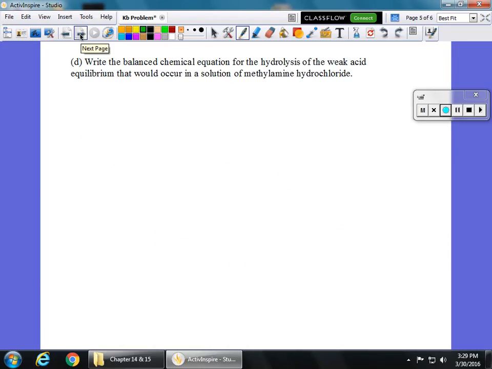The last two parts of this, D and E. D says write the balanced chemical equation for the hydrolysis of the weak acid. Well, what was the weak acid? What was the conjugate that was formed in the methylamine hydrochloride in the first part? Well, CH3NH3 plus is that conjugate. It's that part of the methylamine chloride. If you add any conjugate to water, it's going to act like an acid. What's an acid do? It's going to donate its hydrogen. Its proton's going to come over to water. That's what we talk about when we talk about hydrolysis.